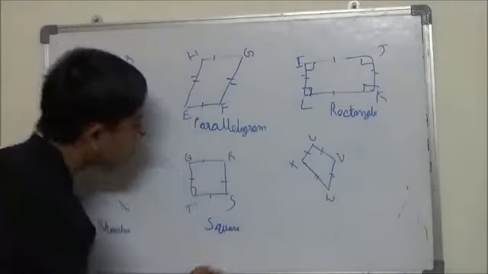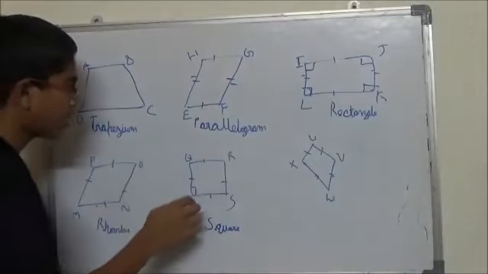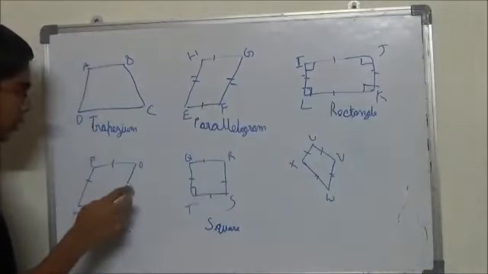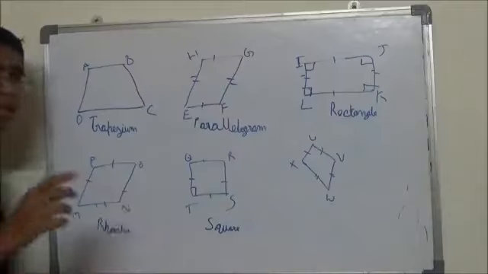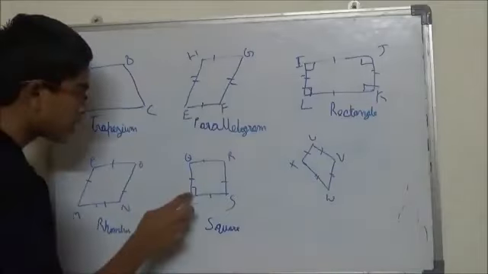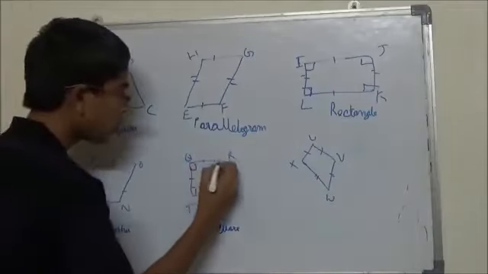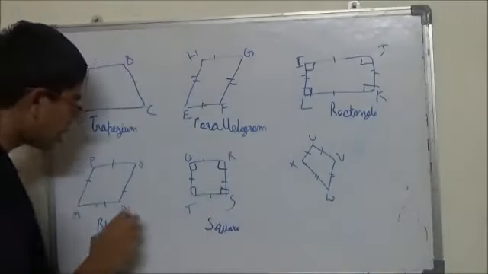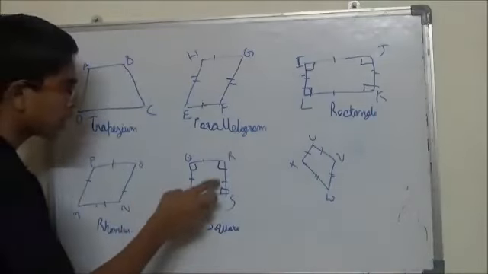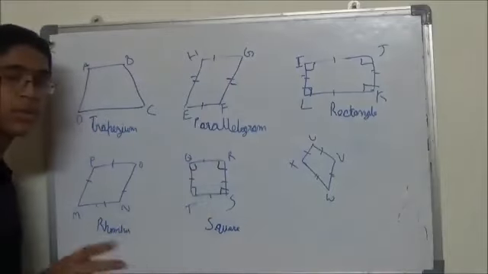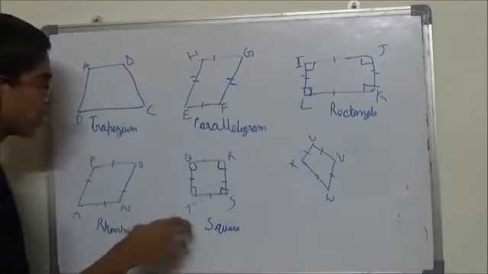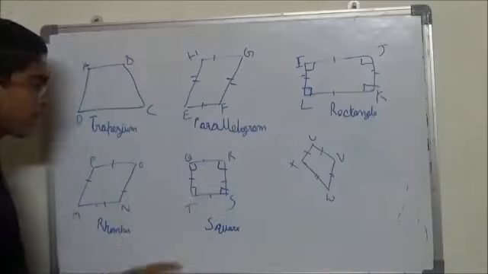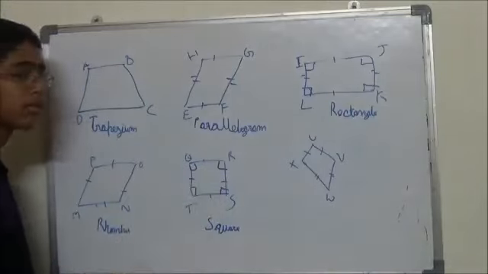But what makes it a square? In a square, all the sides are equal, just as in a rhombus. But in a rhombus, all the angles are not 90 degrees, while in a square, all the angles are 90 degrees. All the four angles present in the square are 90 degrees. So that's the difference between rhombus and square. If these are not right angles, there's no difference between square and rhombus. If all are right angles, then it's a square.